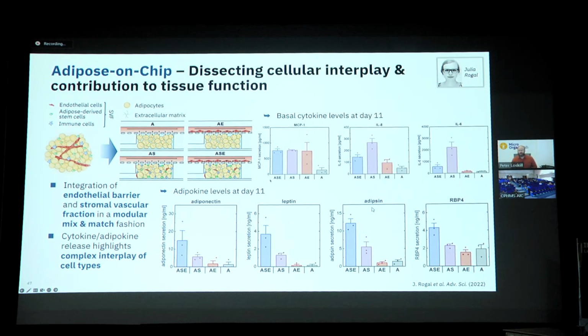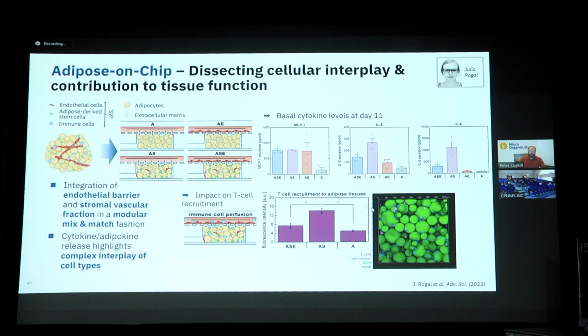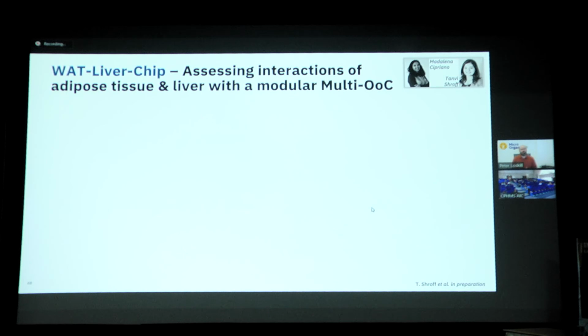The same for other cytokines, for example, IL-8. There you also see a strong impact of the composition of your tissue on the cytokine secretion. So you can really see that the tissue level functionality is made up of the complex interplay of the different cell types. And it has then secondary effects. For example, if we now perfuse activated T cells, we can actually see a difference in the recruitment just by having different types of cells in the system. So that's one of the things we can do with the adipose model.